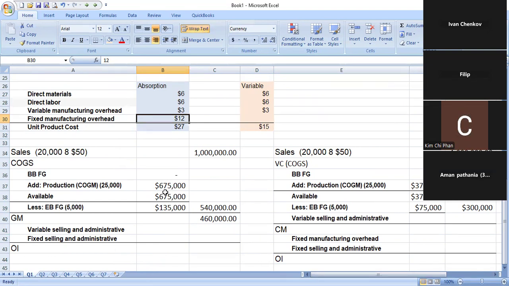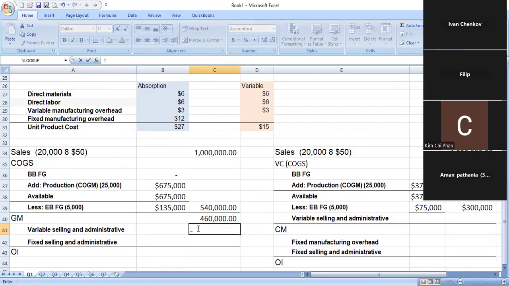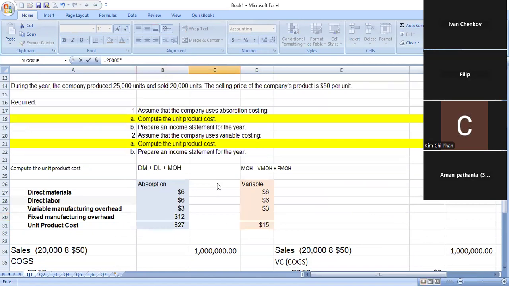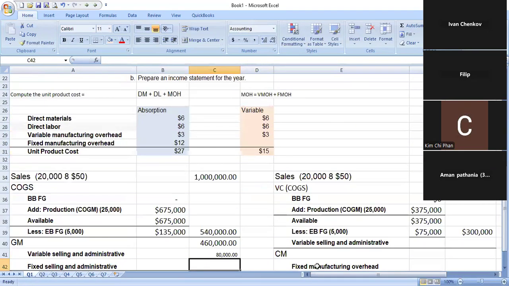So once we know that number, do I know how much I should expect to be the difference between operating income absorption and the variable? We already know that. So 60,000. So let's see if that's going to check. Let's go first with the variable semi-administrative expenses. Those will be equal to 20,000 that we're selling times how much was that? $4. So we get those $80,000.